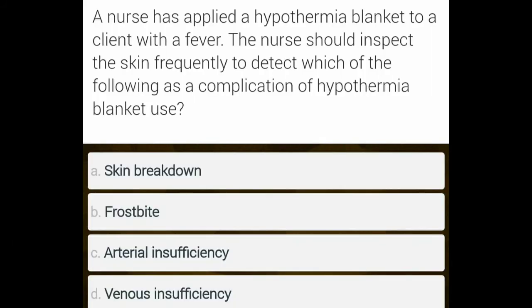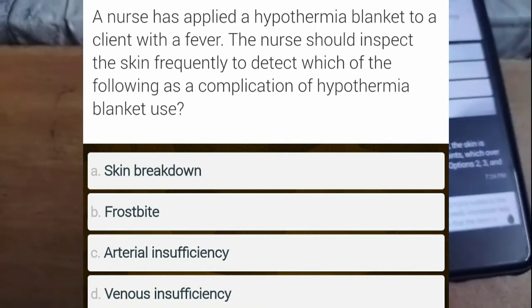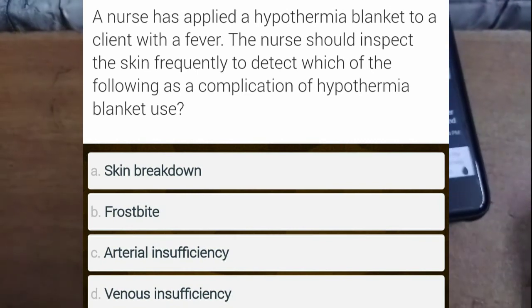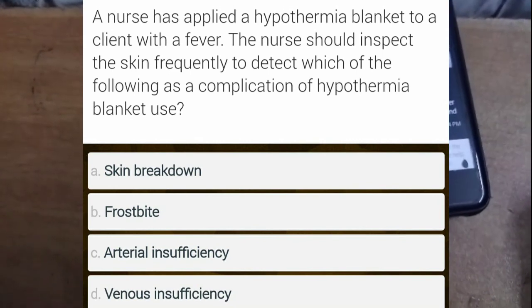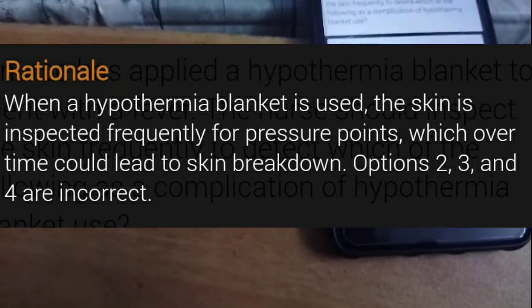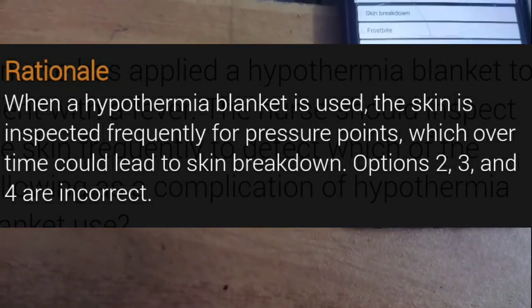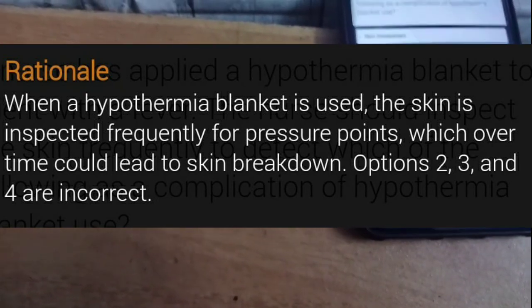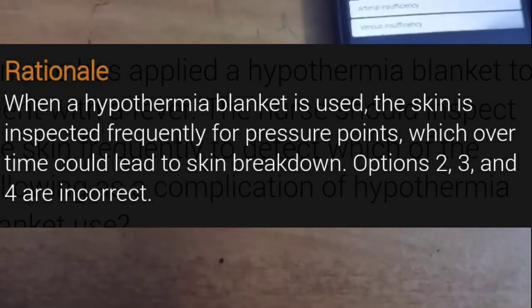Next question. A nurse has applied a hypothermia blanket to a client with fever. The nurse should inspect the skin frequently to detect which of the following as a complication of hypothermia blanket use. First option, skin breakdown. Second, frostbite. Third, arterial insufficiency. Fourth, venous insufficiency. What is our rationale? When a hypothermia blanket is used, the skin is inspected frequently for pressure points, which over time can lead to skin breakdown. So our answer should be A, skin breakdown. When we use a hypothermia blanket for a long time, there is a chance of skin breakdown.